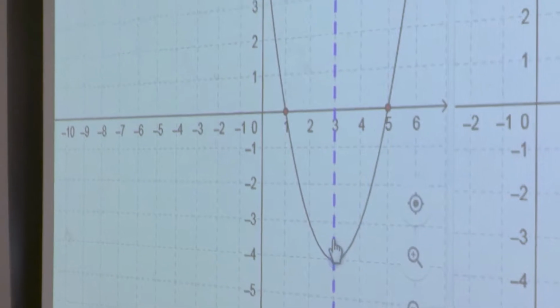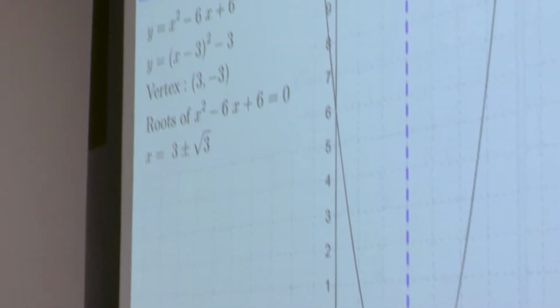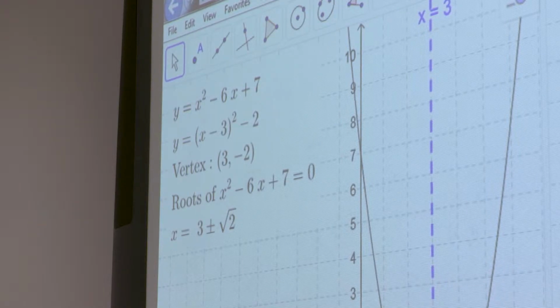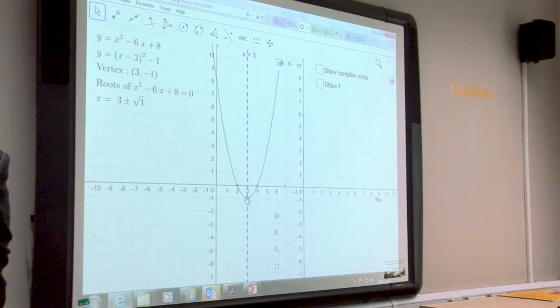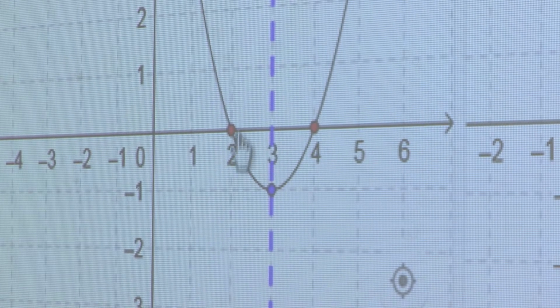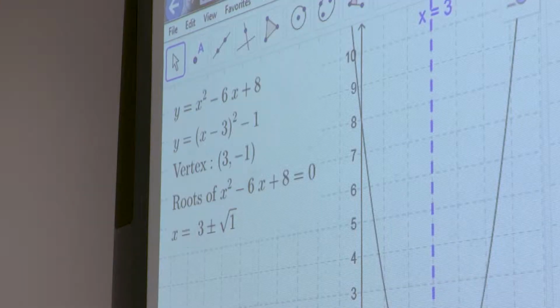So if I move it once, we'll get x equals 3 plus or minus root 3. I move it again, x equals 3 plus or minus root 2. We were keeping an eye on the roots and we tried to spot a few patterns with that. What we have is a solution of 3, in this case plus 1, and 3 minus 1, which corresponds to our solutions up here.